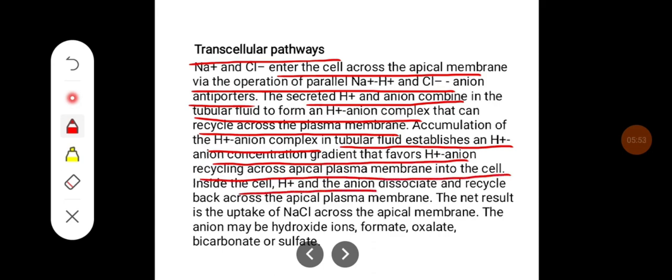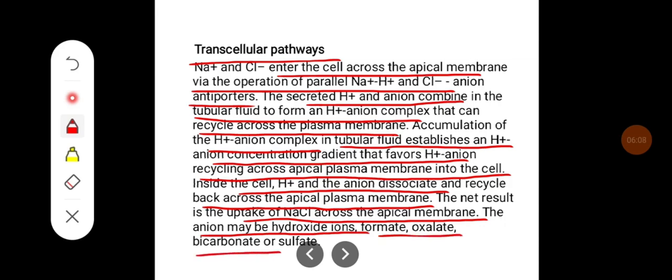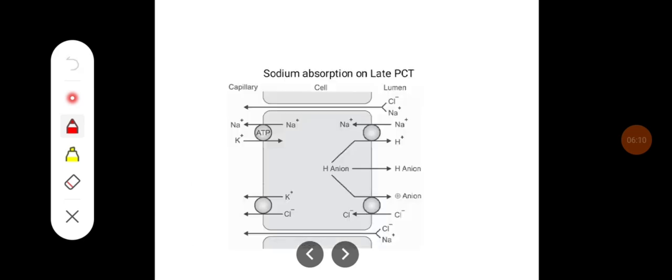Inside the cell, H plus and anion dissociate and recycle back across the apical membrane. The net result is uptake of sodium chloride across the apical membrane. The anion may be hydroxide ions, formates, oxalates, bicarbonates or sulfates.